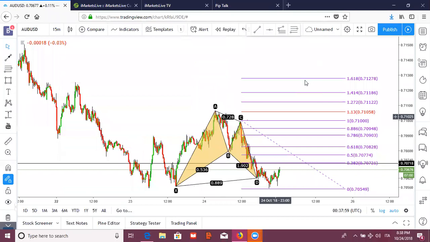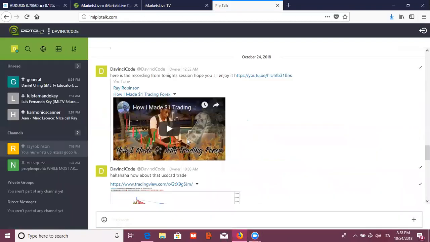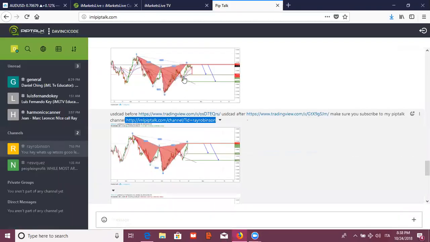Oh yeah, I'll definitely do that. I'll make a video this week for you all on how to set up your fibs and everything. Make sure you all have TradingView as well, so you can post photos to me like this, and I can just go in and see it.